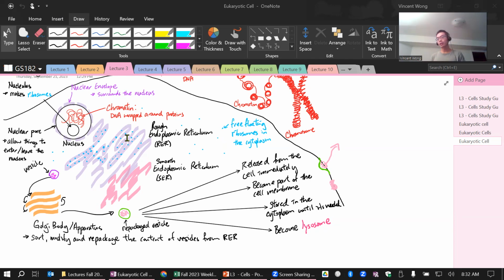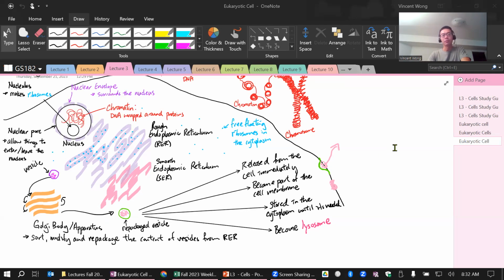The ribosomes and the endoplasmic reticulum can work together to produce and package proteins. Once you create a protein, it will pinch off from the rough ER and form a vesicle. The vesicle will then migrate to the Golgi body right here, also known as the Golgi apparatus. And the Golgi body is responsible for modifying the contents inside the vesicle. It will sort them, it will tag them, add different things to it, remove certain things, and then it will repackage it into a new vesicle.